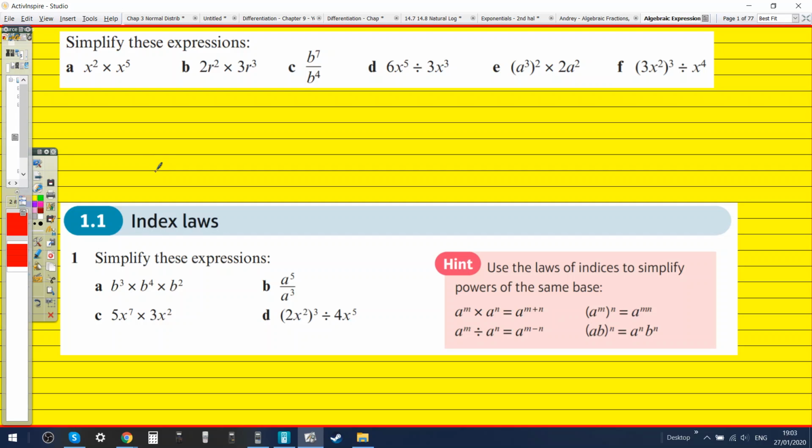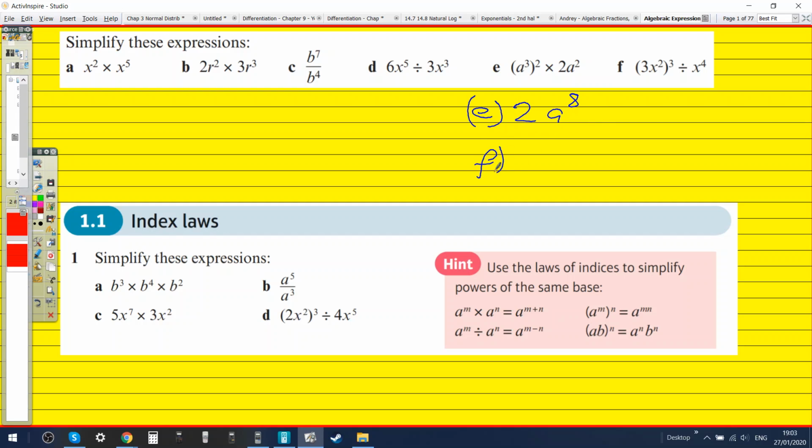Let's hang on. Let's just do the last two. Okay, so for 5x to the power 7 times 2x squared, will that just be 15x to the power of 9? Sorry, E and F, top up the top. That's what I was thinking. Will that just be 2a to the power of 8? Oh no, just 2a to the power of 8.